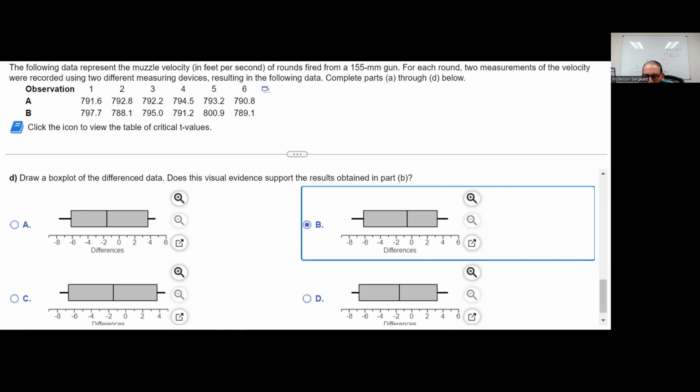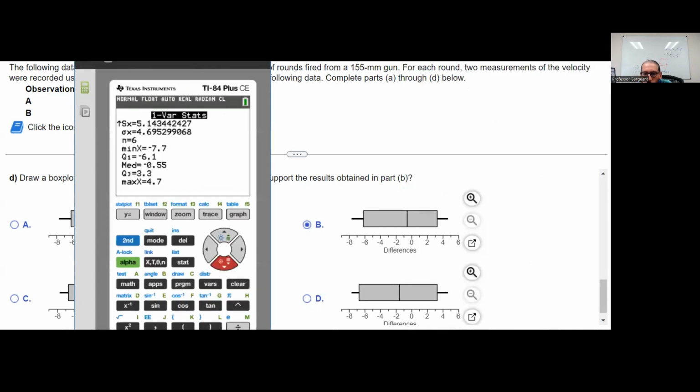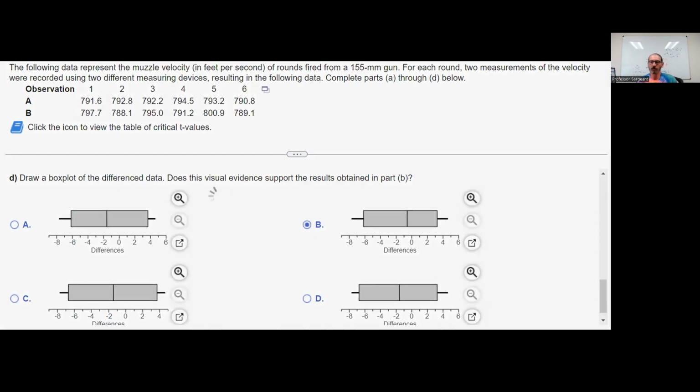So I've looked at 3 of the 5 things out of the 5-number summary. Quartile 3 at 3.3, that makes sense. And 4.7 for max. Yeah, it looks like choice B. If I bring back the graph, hopefully that looks pretty similar. Let's see what it says to choice B.